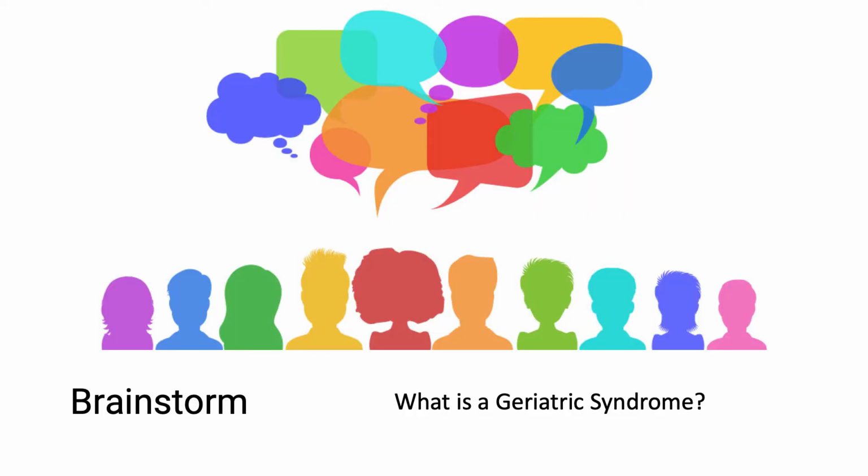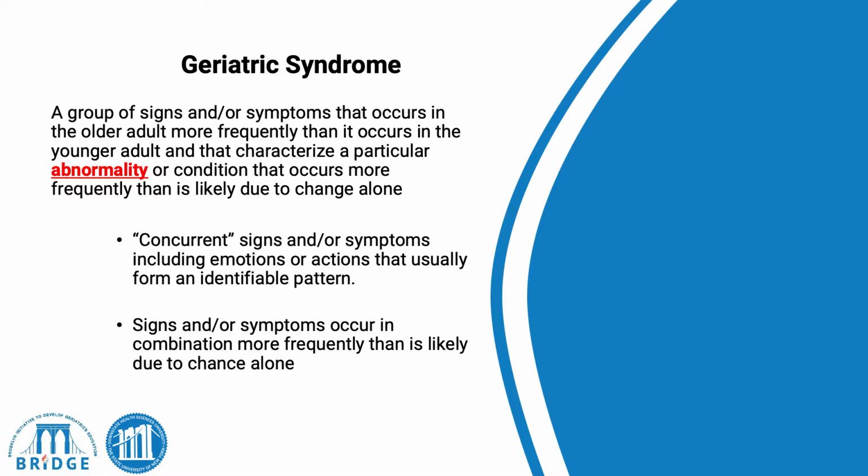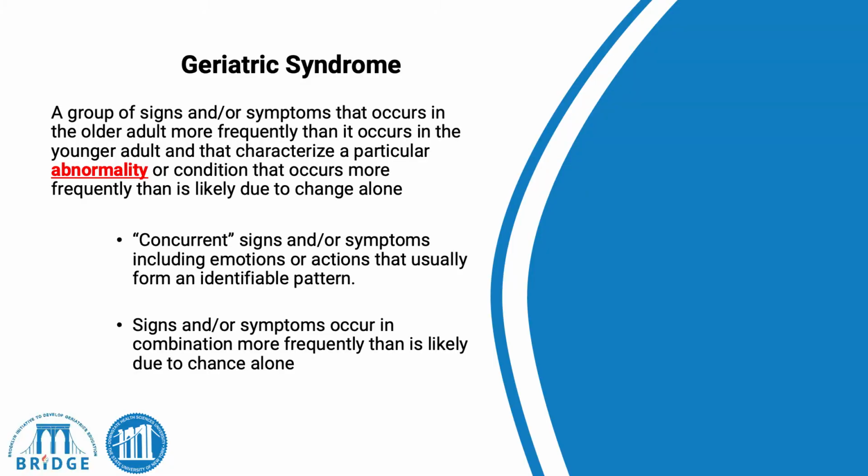So let's brainstorm for a minute. What is a geriatric syndrome? What's the definition of a geriatric syndrome? A geriatric syndrome is a group of signs and or symptoms that tends to occur in an older adult at a rate that is more frequent than it occurs in a younger adult.